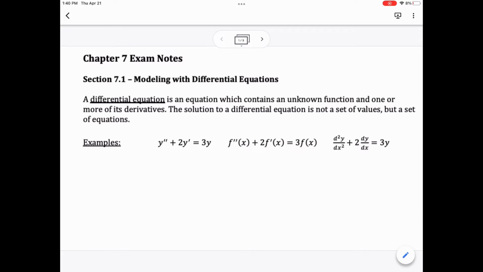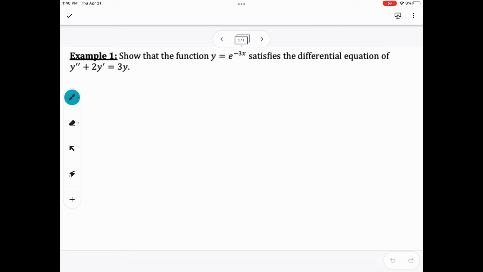This one I wrote three different ways, just so it's the same one. You can have the y prime or double prime, you could have the dy over dx, or you could have f of x prime and those kinds of things. So taking that first one, I want to be able to show that y equals e to the negative 3x satisfies the differential equation y double prime plus 2y prime equals 3.